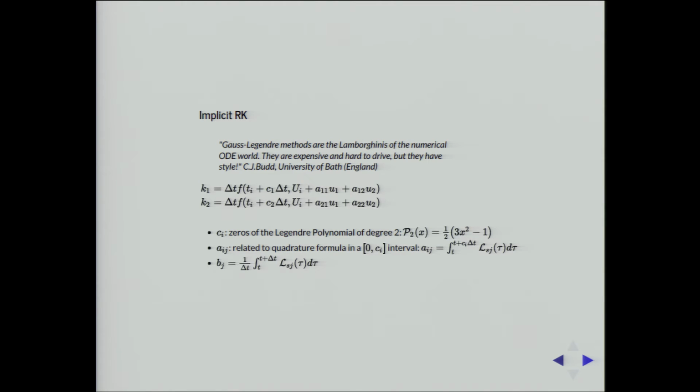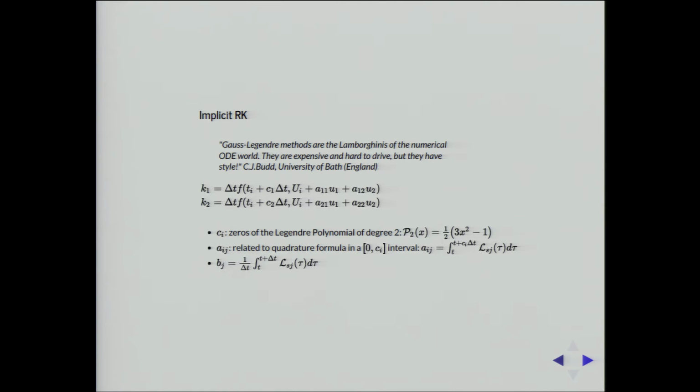There is this other method that I really like, that is the implicit Runge-Kutta. There is this quote that it's funny: the Gauss-Legendre methods are the Lamborghinis of the numerical ODE world. They are expensive and hard to drive, but they have a style. You can get the best accuracy with this type of method, but we need to do many evaluations of my right-hand side. So that is expensive as the Lamborghinis, but they really give me very, very good stability and accuracy.